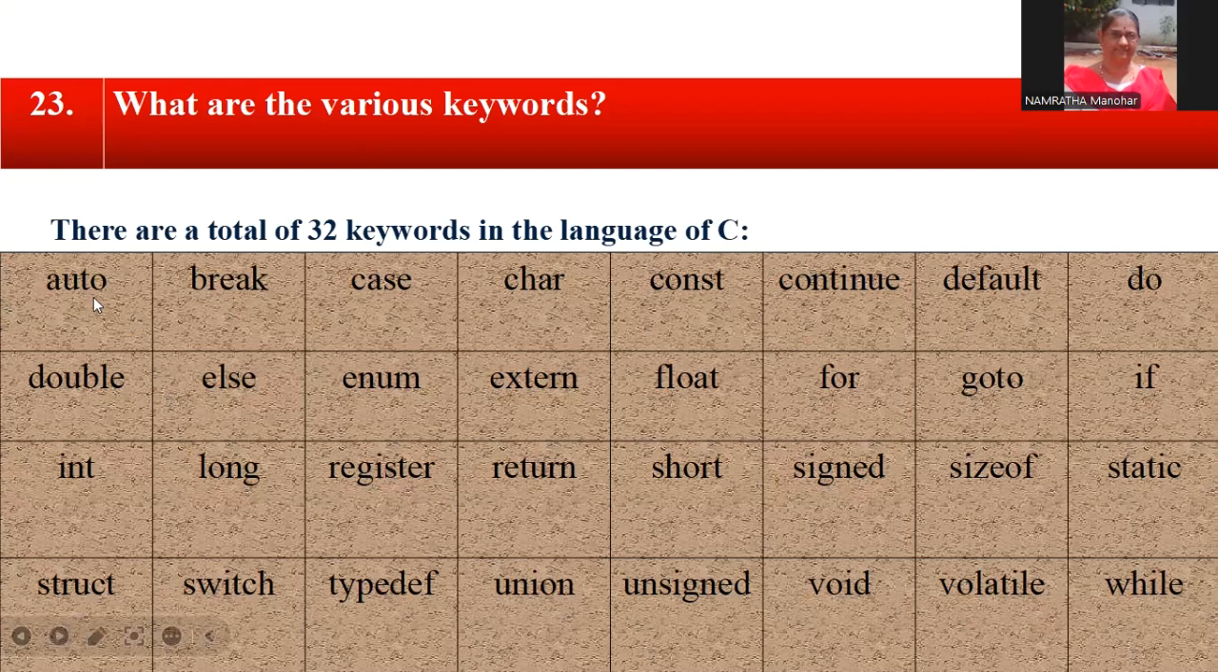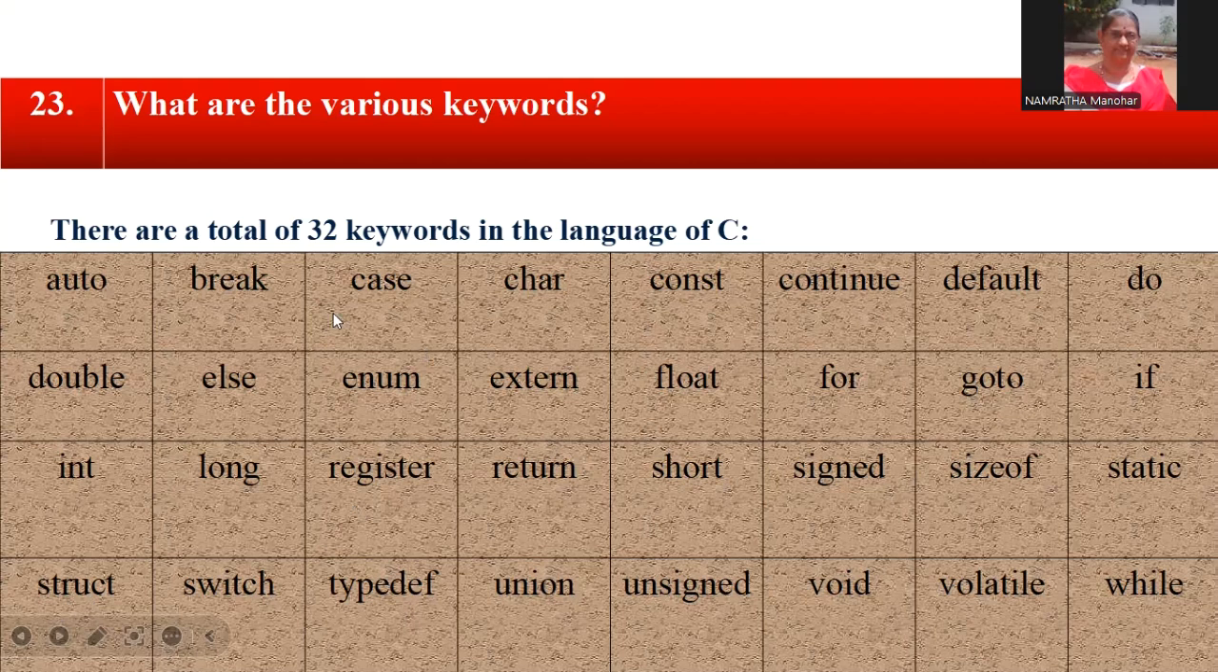So we have auto, break, case, char, const, continue, default, do, double, else, enum, extern, float, for, goto, if, int, long, register, return, short, signed, sizeof, static, struct, switch, typedef, union, unsigned, void, volatile, while.